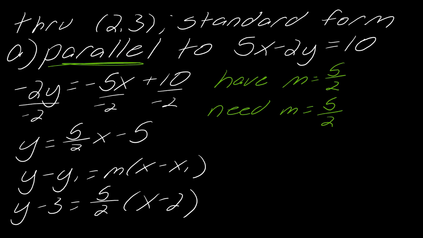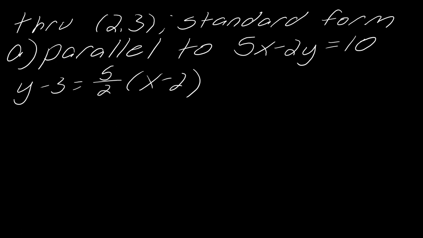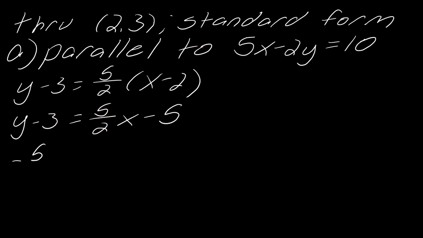Now I want to get this into standard form, so let me clear some space. First I've got to distribute the 5 halves, so this becomes 5 over 2 x minus 5. Now I want to get the x and y on the same side and the numbers on the other side. So I'll have -5 over 2 x plus y on one side, and then -5 plus 3 on the other side.